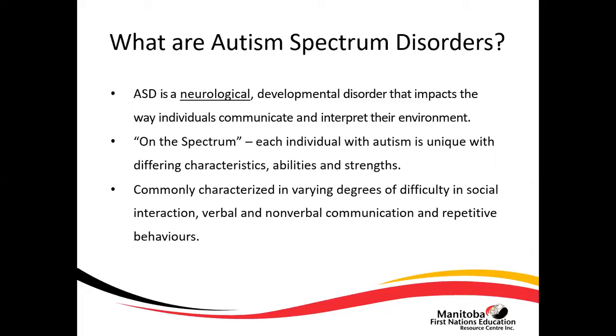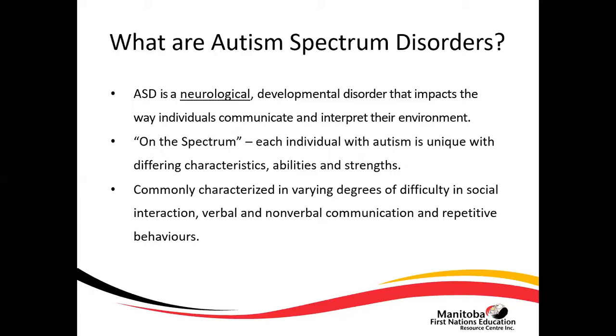On the spectrum, there's a saying that goes, when you've met one person with autism, you've met one person with autism. So each individual with autism is unique, with differing characteristics and abilities and strengths.